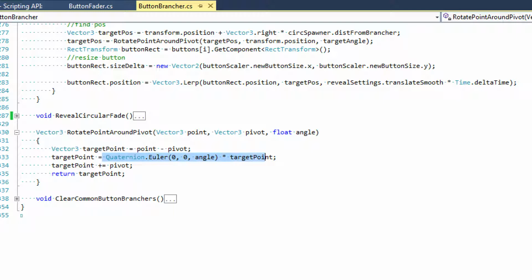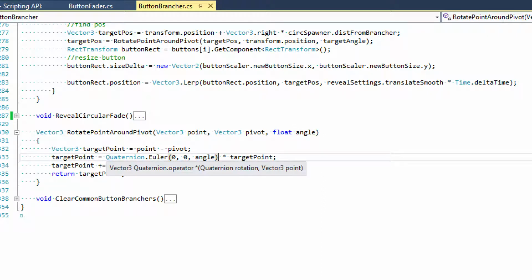Alright, so we're constraining our point within that circle, and then what we do is we say targetPoint equals Quaternion.Euler times targetPoint. Now, quaternions are, without getting too complicated, another way of defining an angle. Quaternions by default are on a value from -1 to 1. But whenever we say .Euler, it allows us to use angles from 0 to 360 on each axis. So when we say .Euler, we're actually passing a Vector3 to it. We say 0, 0, angle. Now we're only rotating on the z-axis or the forward axis. We're not actually rotating on the x or y axis, so we set those to 0. We set the z-axis to our target angle.